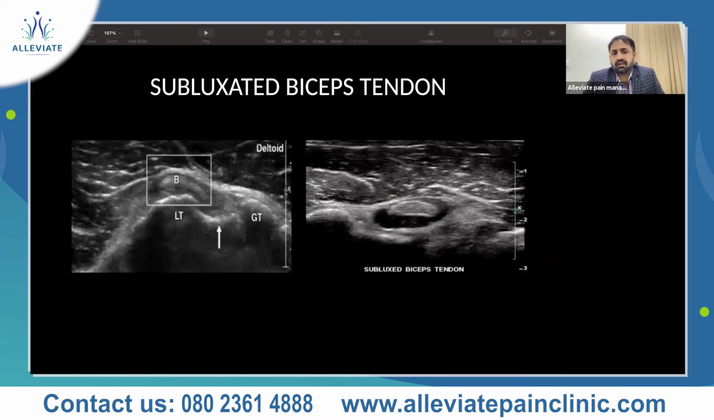Subluxation. So basically, the biceps tendon is held in place because of the reflective pulley, the coracohumeral ligament, all these things. And if there is any disruption, it gets dislocated. So when you are doing a dynamic examination for this, you will see that the biceps tendon comes outside your groove.